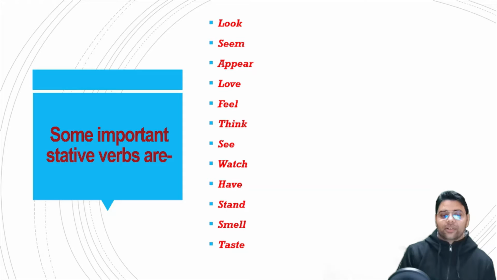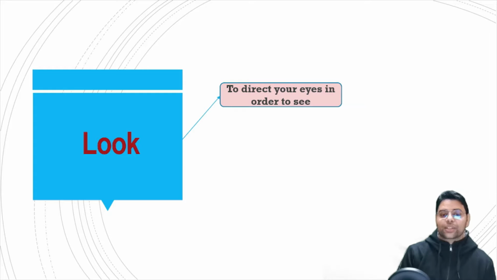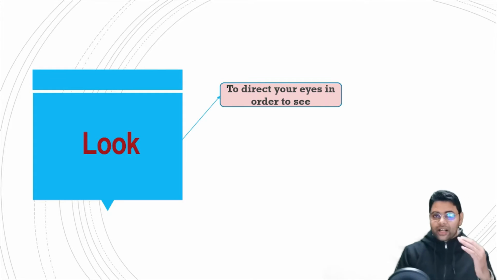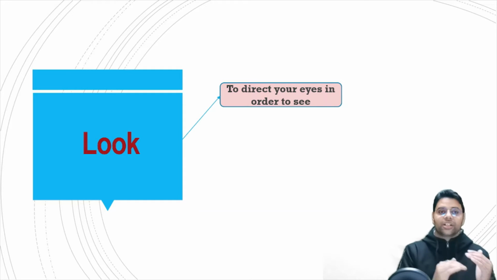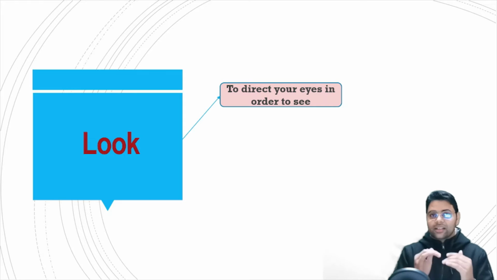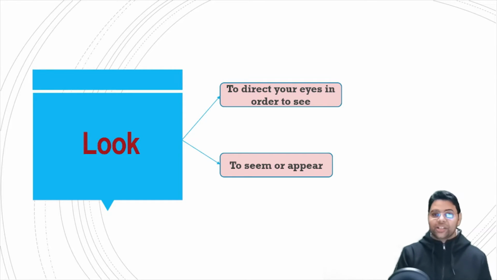First of all, let's have a look at the verb look. The meaning of look is to direct your eyes in order to see. Like when we direct our eyes in some direction to see something, like I am looking at the board, she's looking at the sky. The other meaning of look is to seem or to appear. Like he seems sad, so we say he looks sad. She looks beautiful, like that.